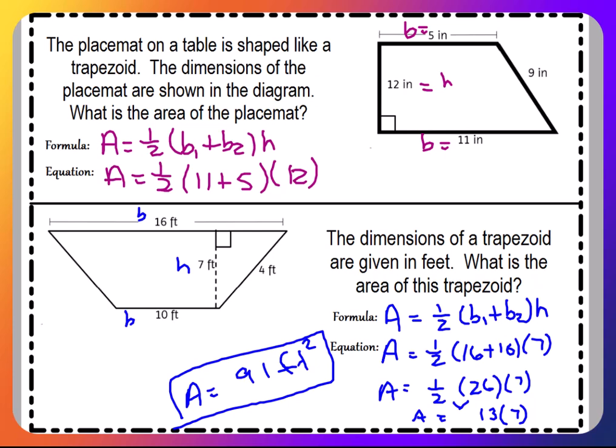Okay, did you get that the area is 91 feet squared? If you did, great job. If not, pause the video, check my steps and my work, and see where you made your mistake. Once you're ready, move on to the last example.